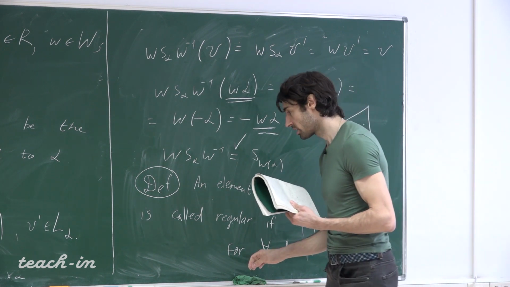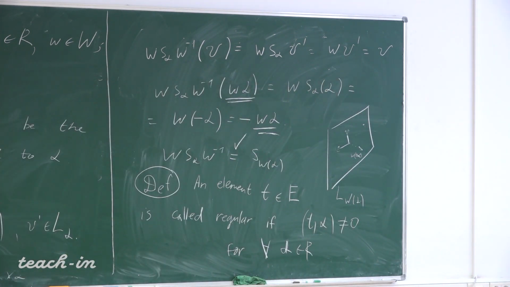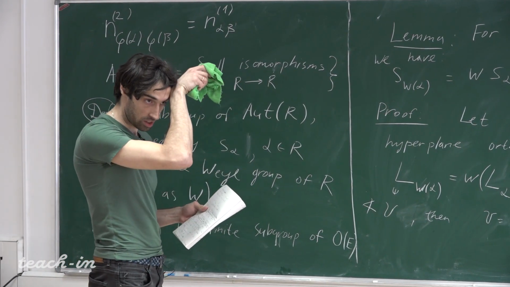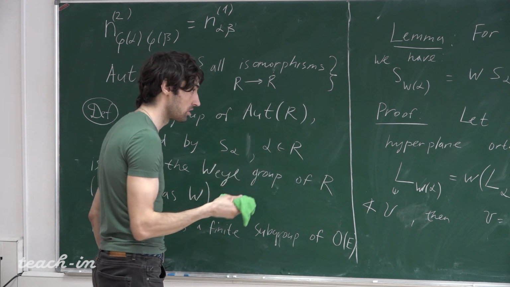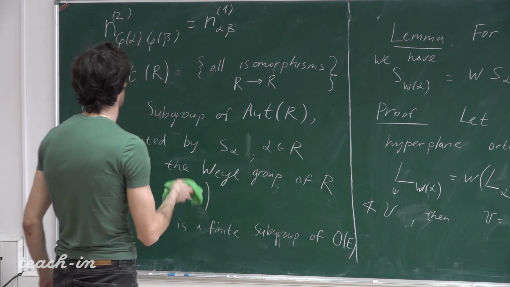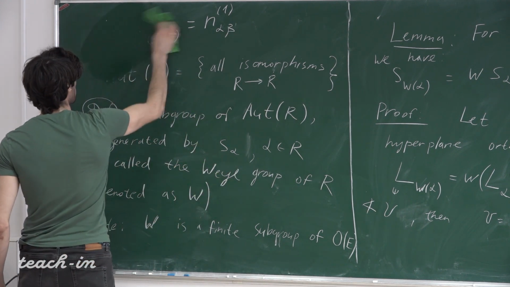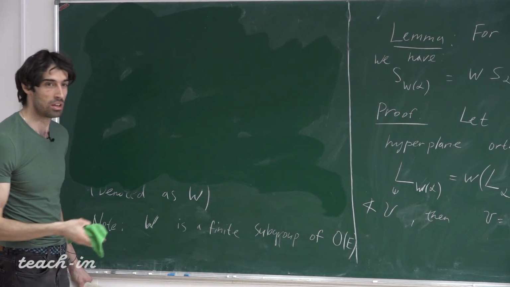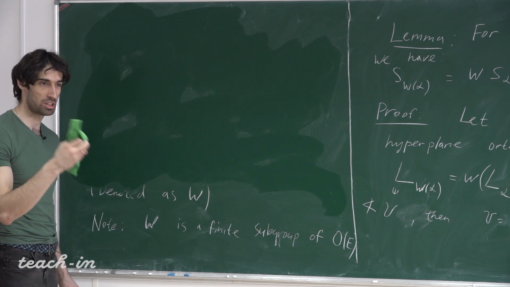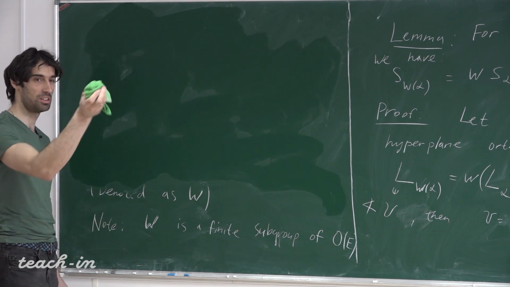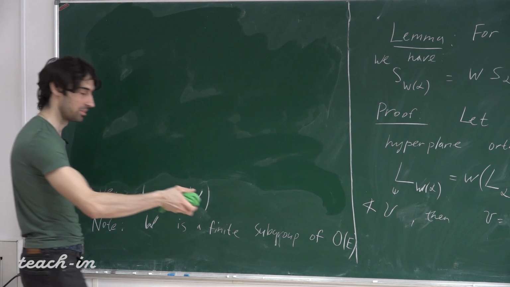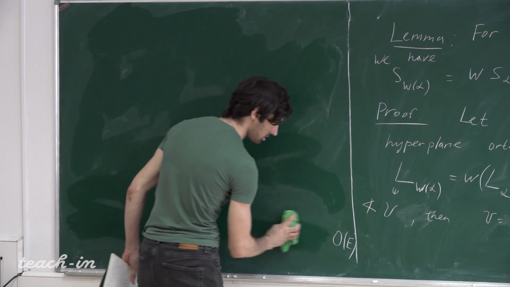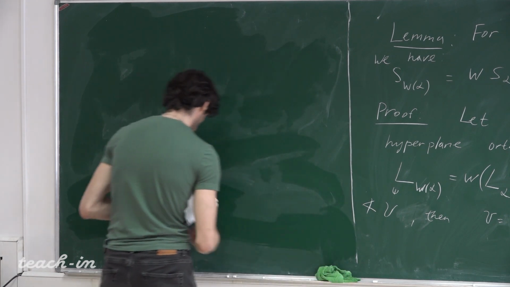Why do we need these elements? Mostly to introduce and work with polarizations in R. So what is a polarization of a root system? Polarization is you just need to choose which roots are positive and which are negative. So you divide your E in two halves. Okay, this can be formalized using a regular element like this.